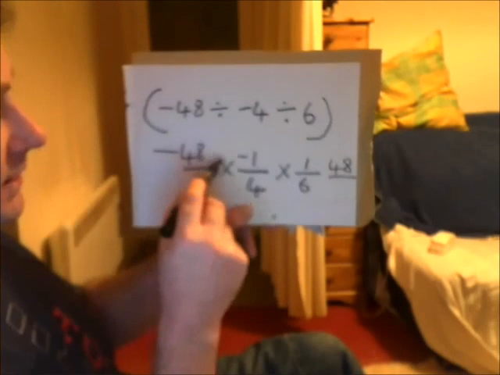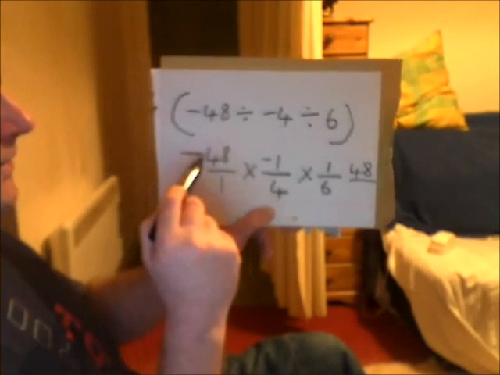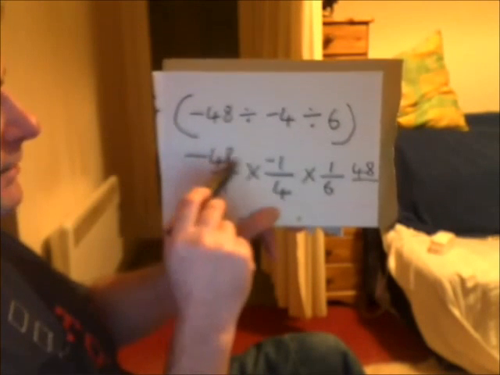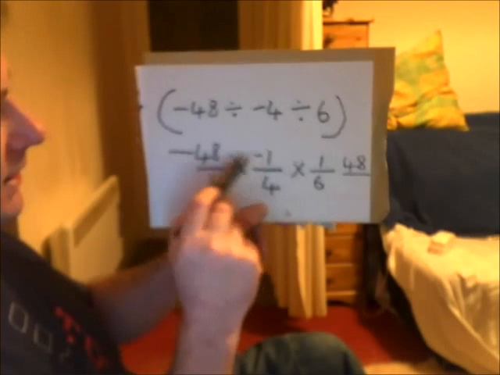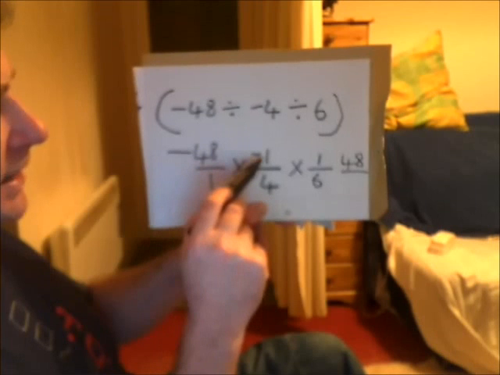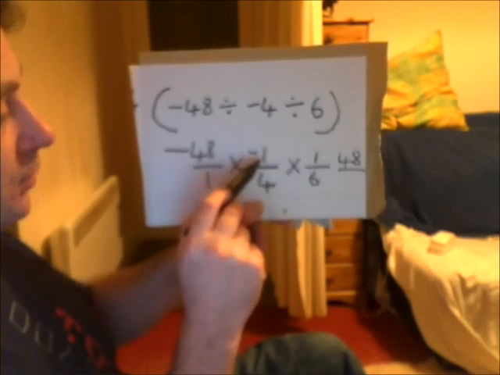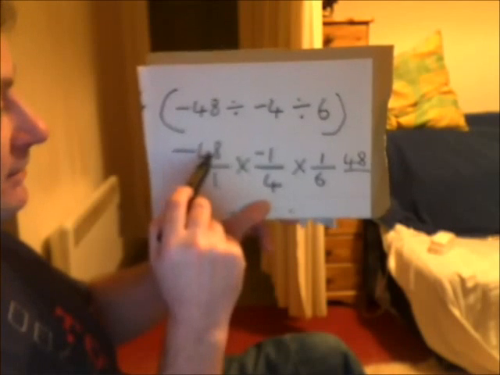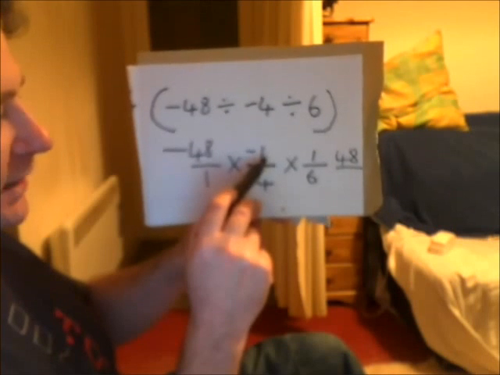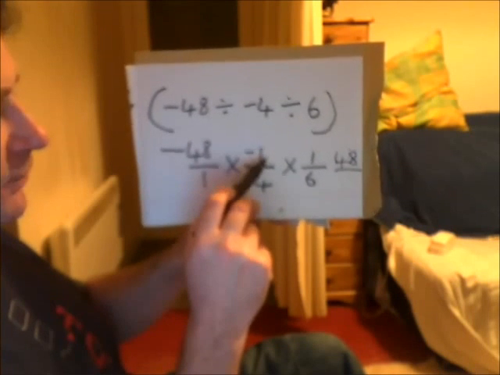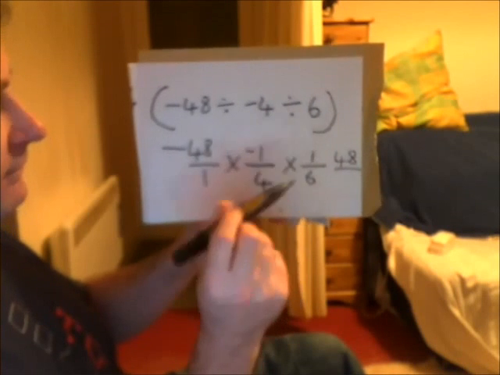So negative 48 times negative 1 times 1. Now, however, we have got a negative being multiplied by a negative here. Okay? Now, when a negative is multiplied by a negative, it becomes a positive. So we now know that negative 48 times negative 1 is positive 48. And positive 48 times 1 is, surprise, surprise, 48.